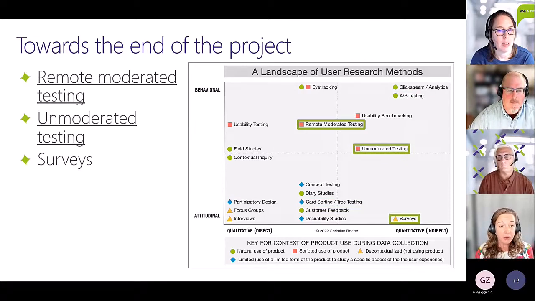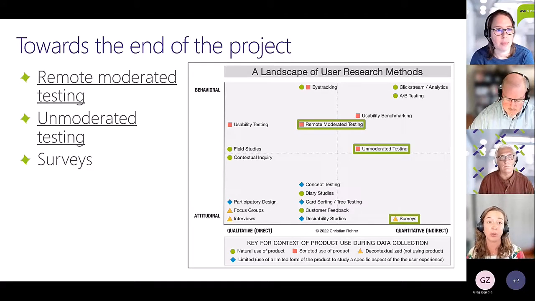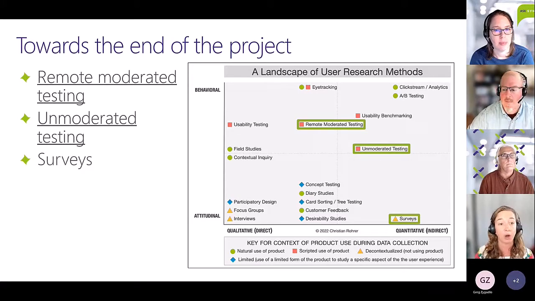Now, towards the end of the project, this is where you can grab those user needs statements you made at the beginning, turn them into usability testing tasks, whether you do remote moderated or unmoderated, so you can actually measure: this is what we set out to do, and did we achieve that?